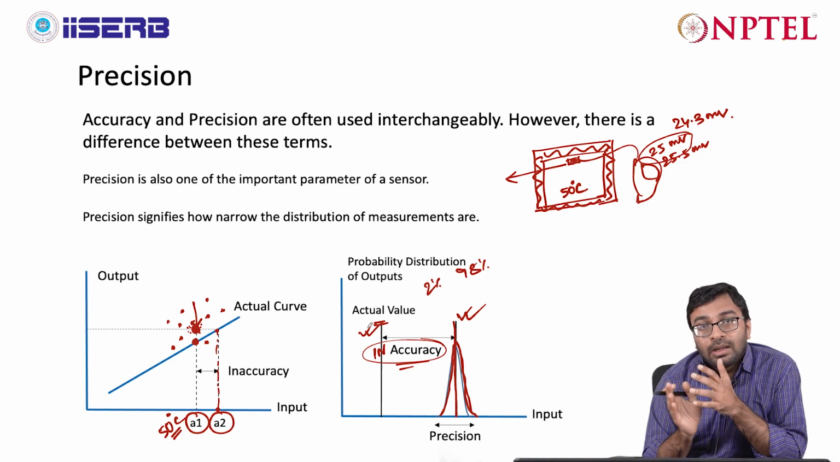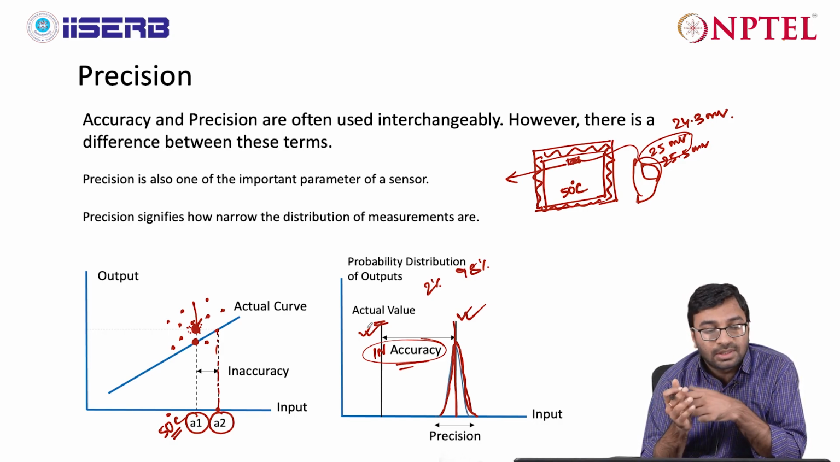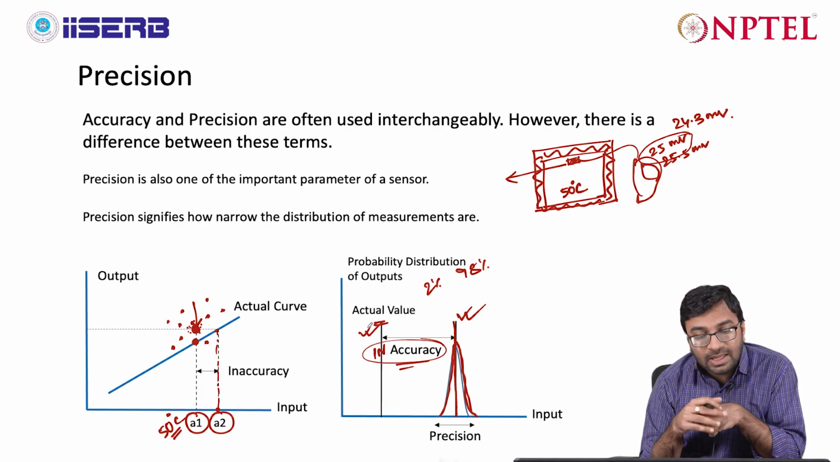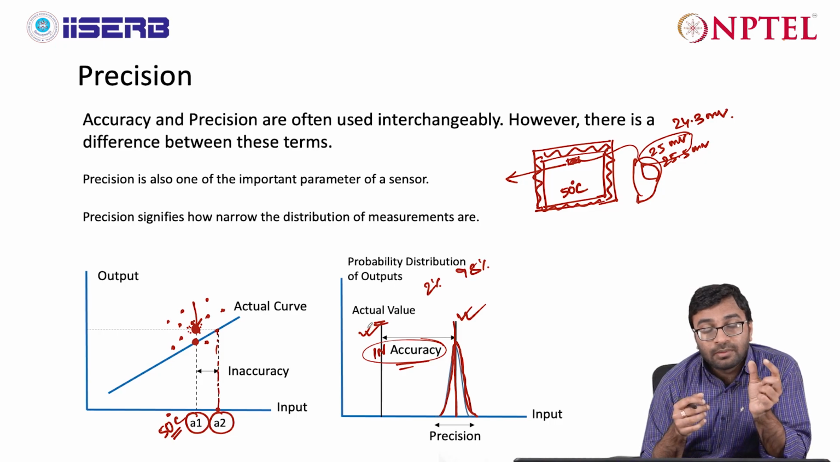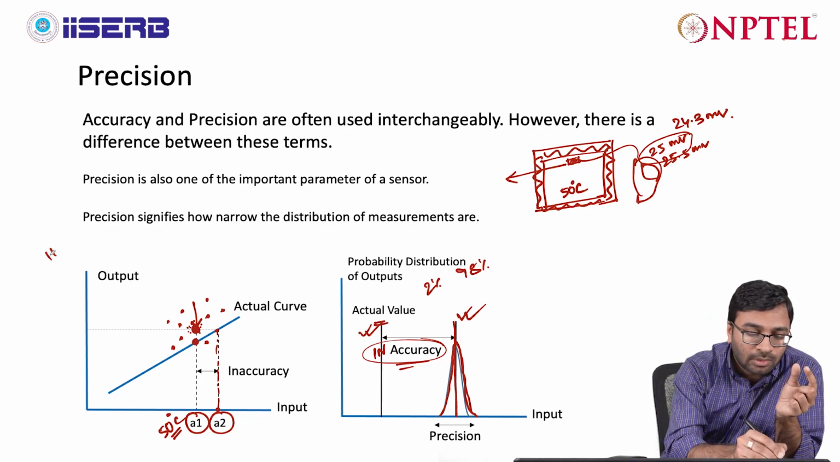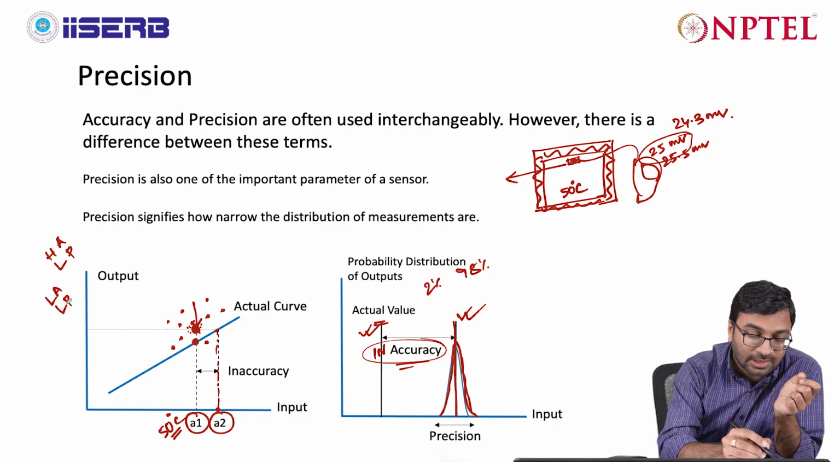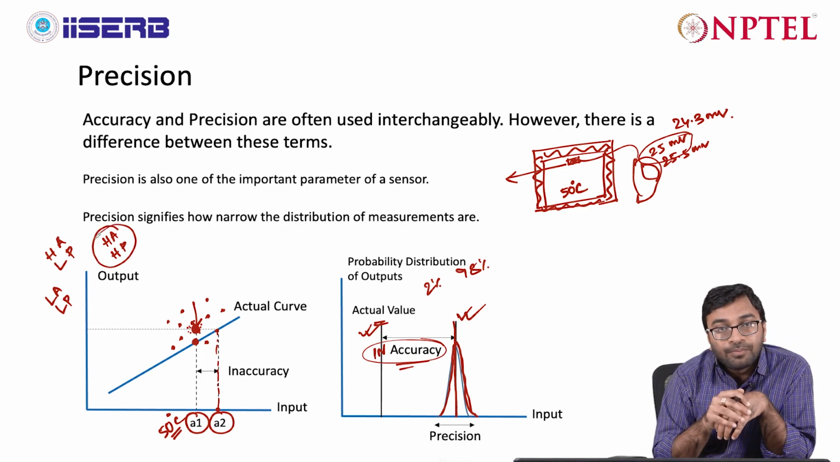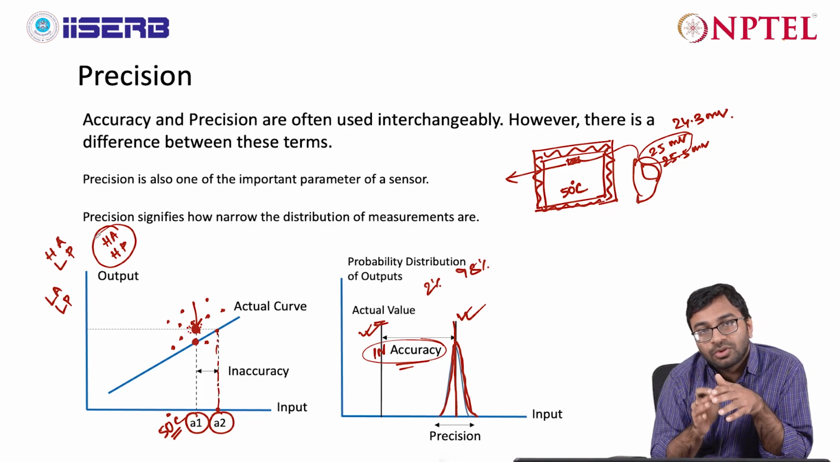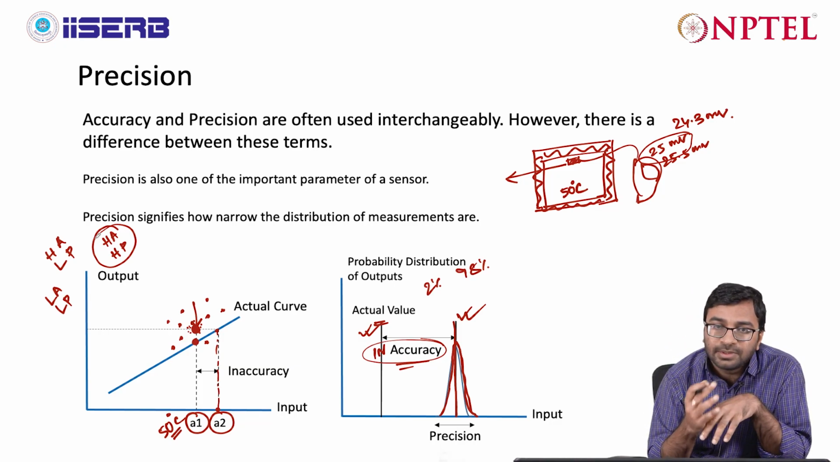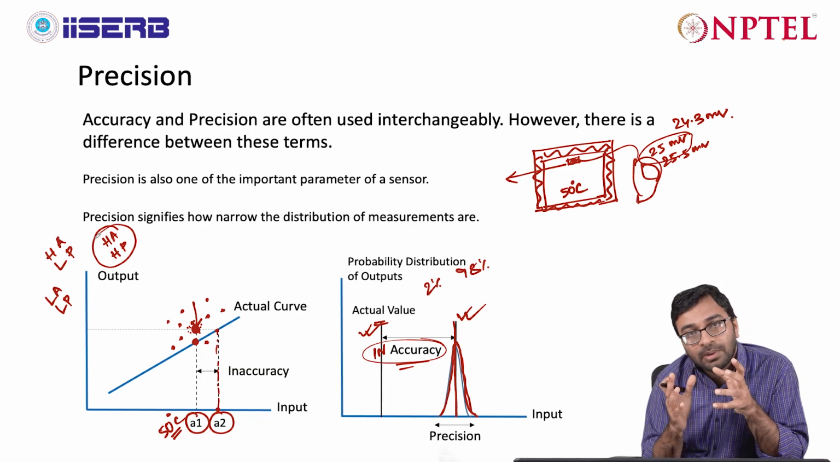So they are very different as far as the sensor technologies are concerned. Okay. So precision is again a very important term. So a sensor can be very highly accurate but less precise. A sensor can be less accurate and less precise. A sensor can be highly accurate and highly precise. That is what we usually try to achieve. So a sensor should be highly accurate as well as highly precise. So that is our target when we develop a sensor.